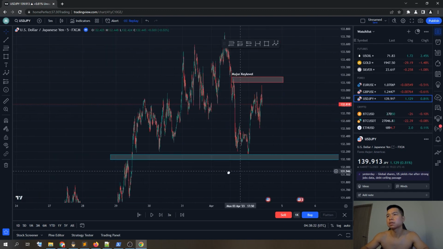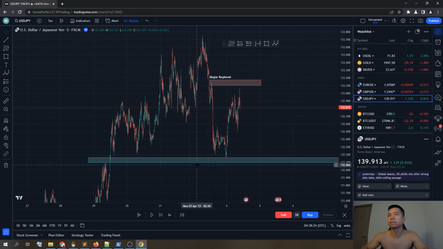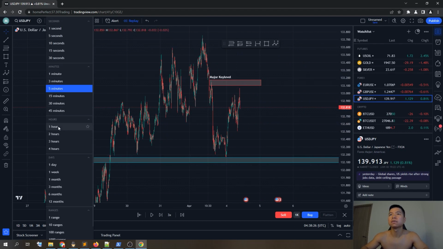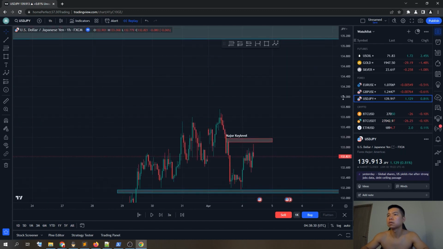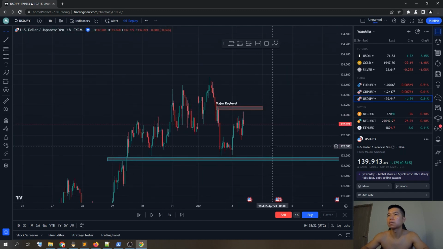Which gap is it? It is for 1 hour. Yeah, at least here, 1 hour gap.